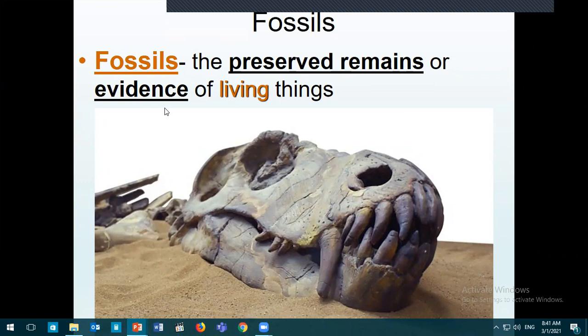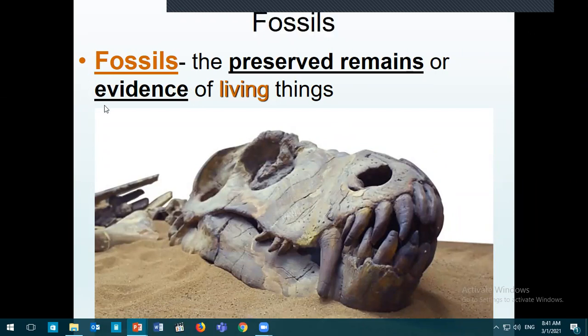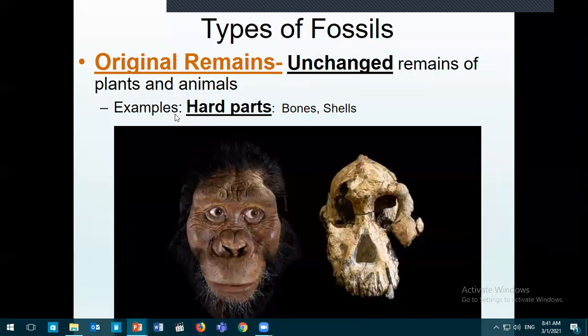It could be evidence of the living thing itself, like its footprint, its teeth mark, maybe what is left like a carbon film of this living organism. So fossils again don't have to be only remains, not bones or skin. They can also be evidence. And then we have many types of fossils.